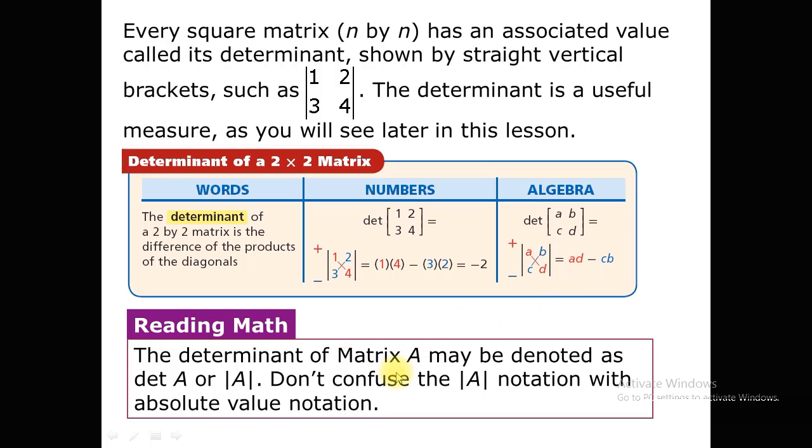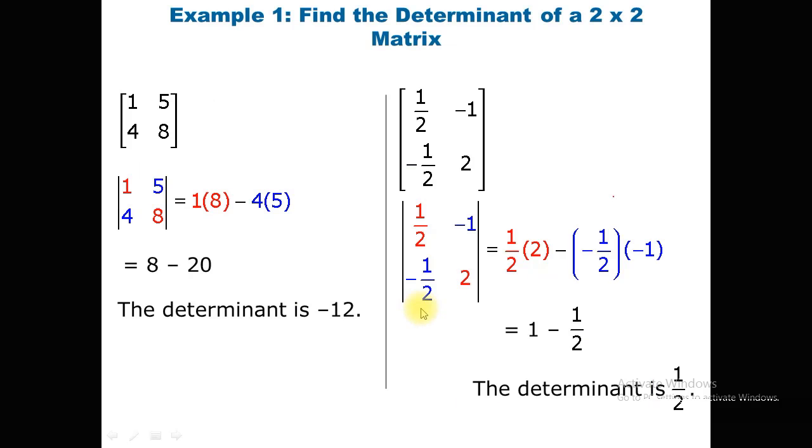Dear students, the determinant of matrix A may be denoted as det(A) or by this symbol, but don't confuse it, this symbol does not denote absolute value. This symbol denotes the determinant of the matrix A. Now let's move on to some examples.